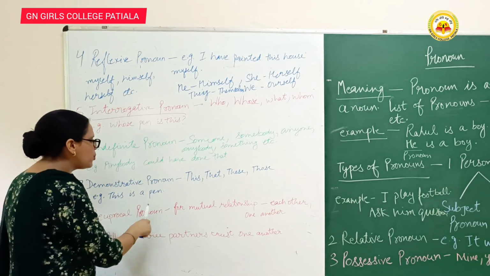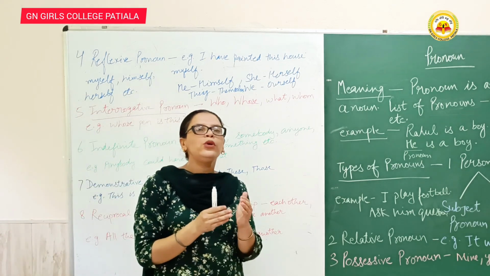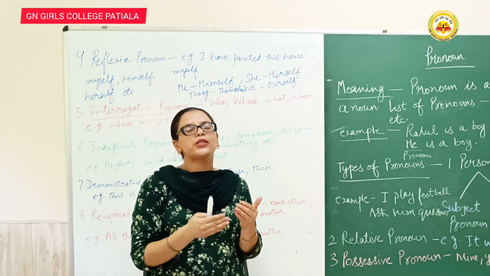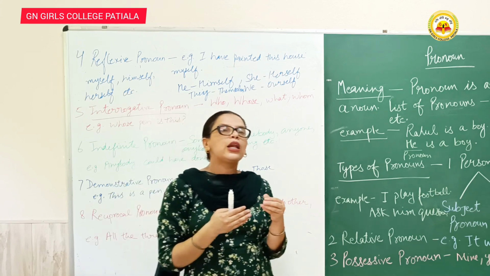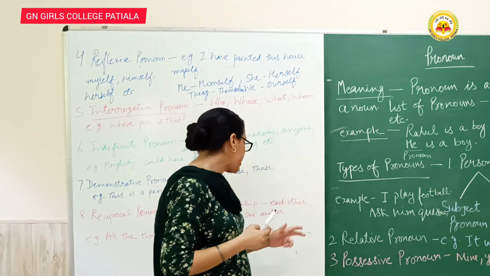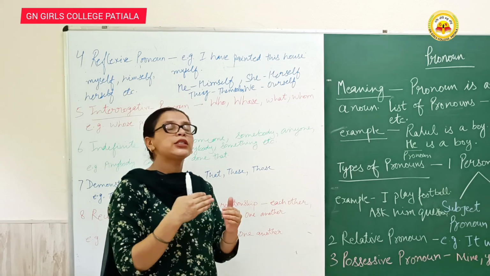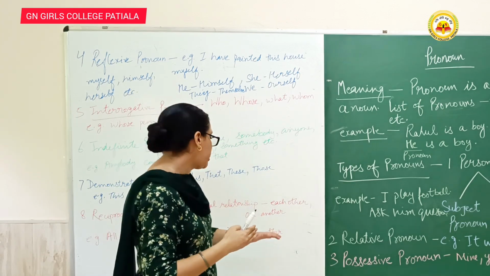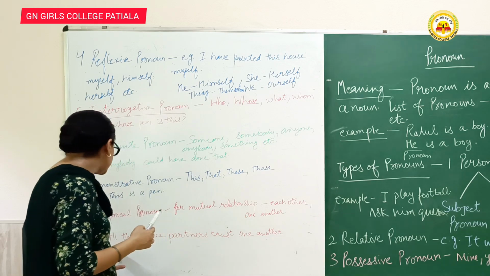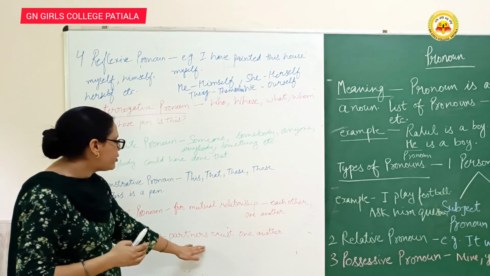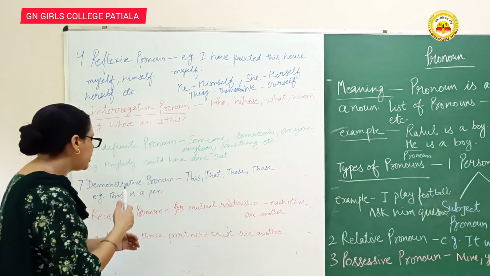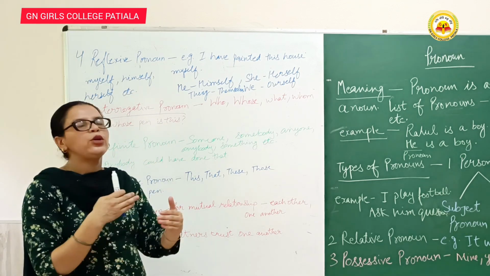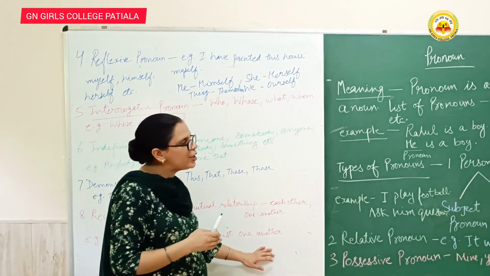Next is reciprocal pronoun. This pronoun describes the mutual relationship between persons. When we describe a relationship between two persons, we write each other. And when we describe a relationship between more than two persons, we write here one another. For example, all the three partners trust one another. Here the partners are more than two, so we write here one another.